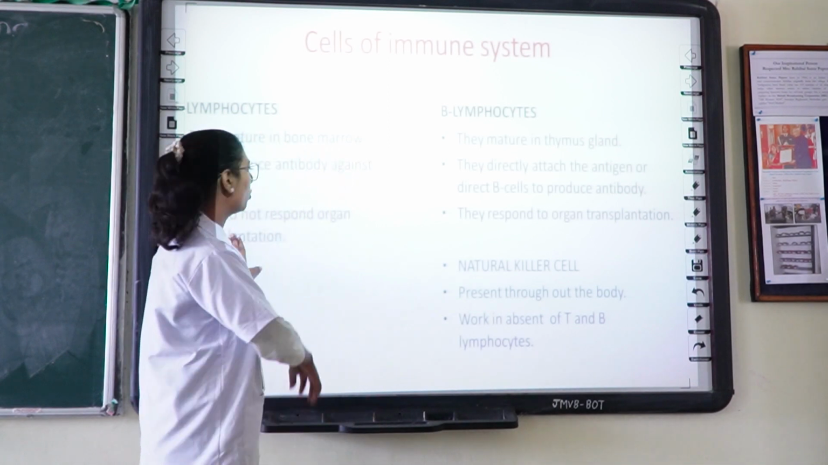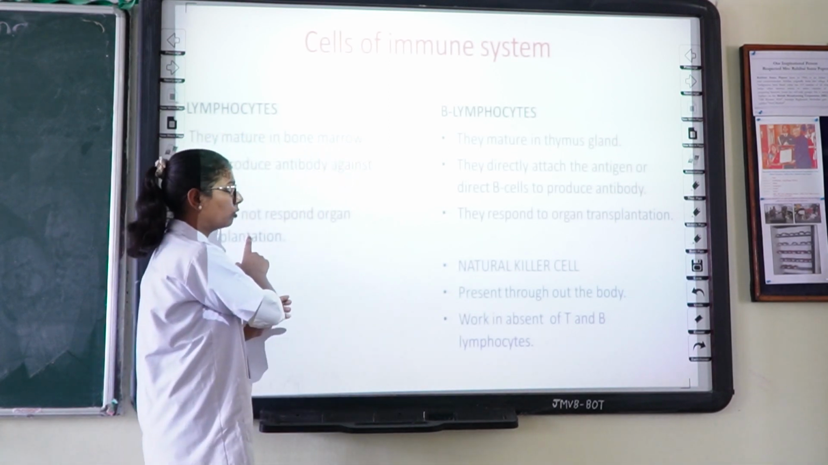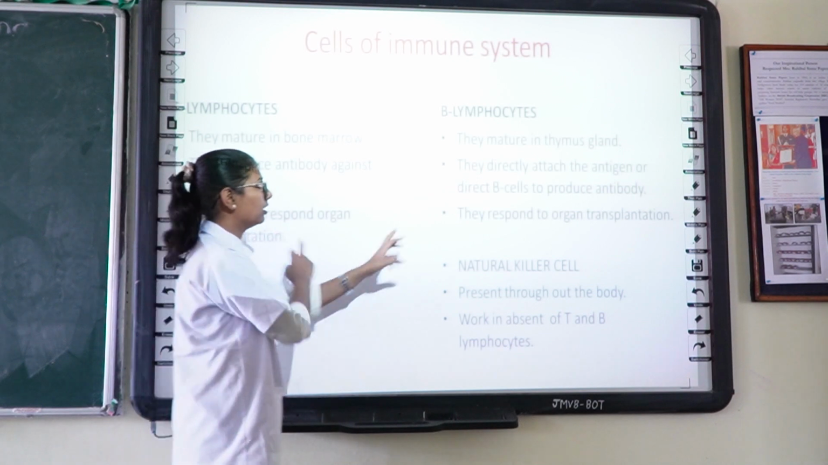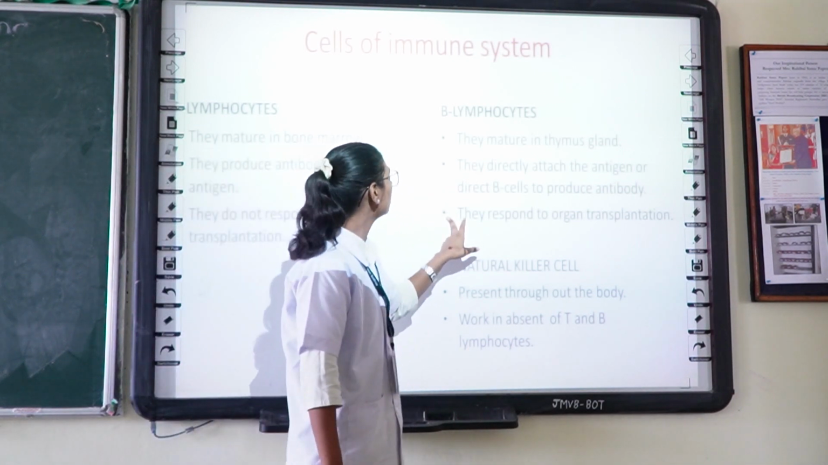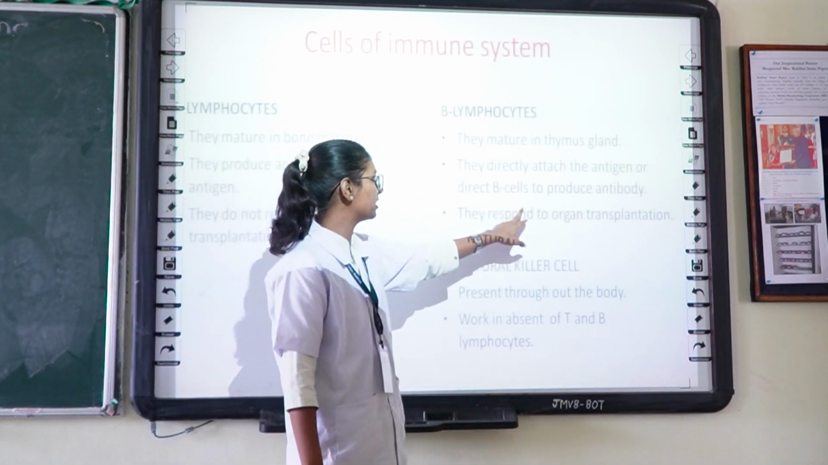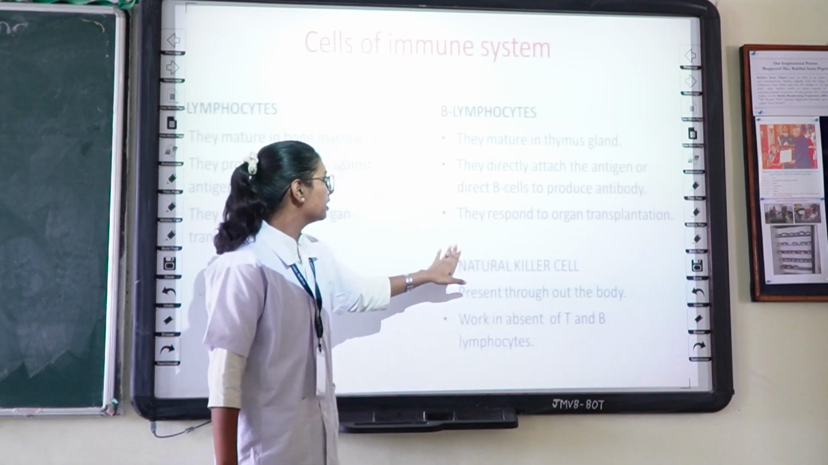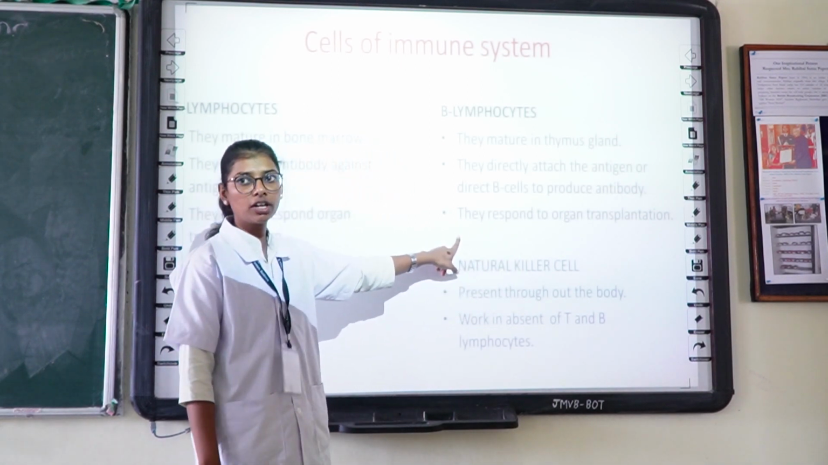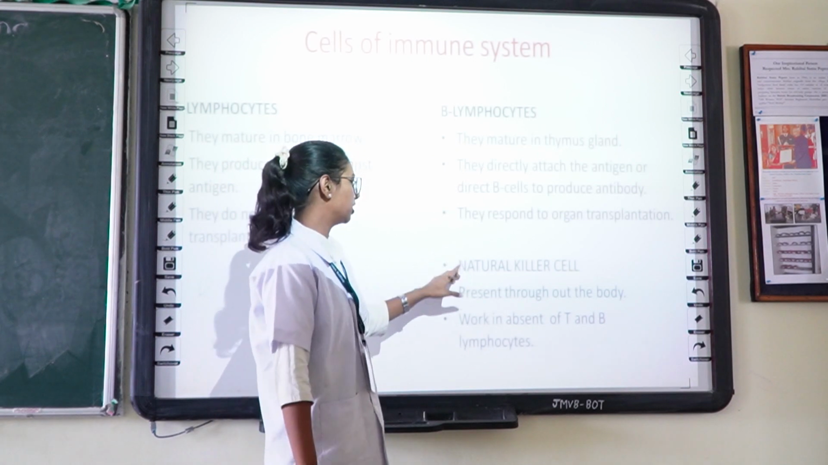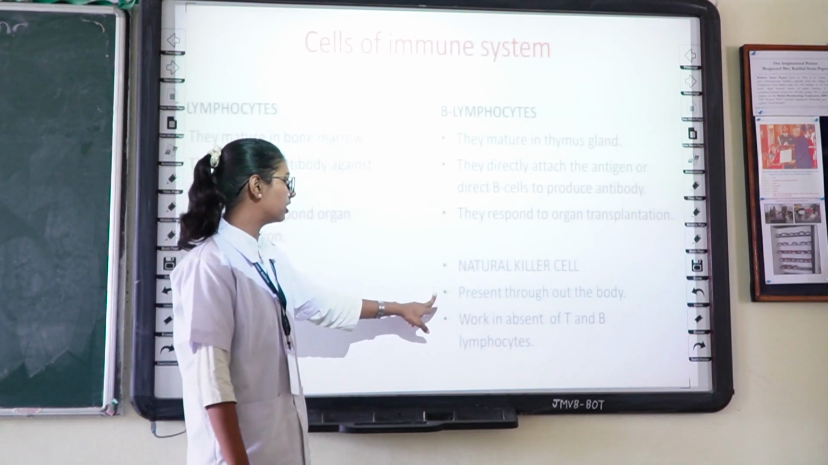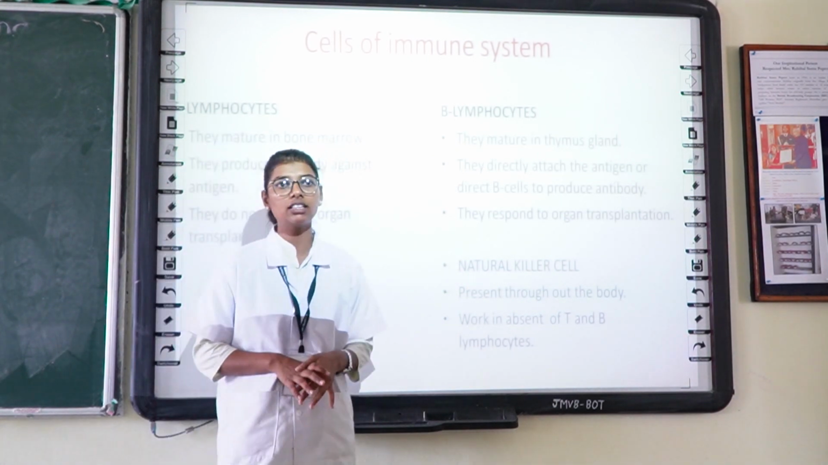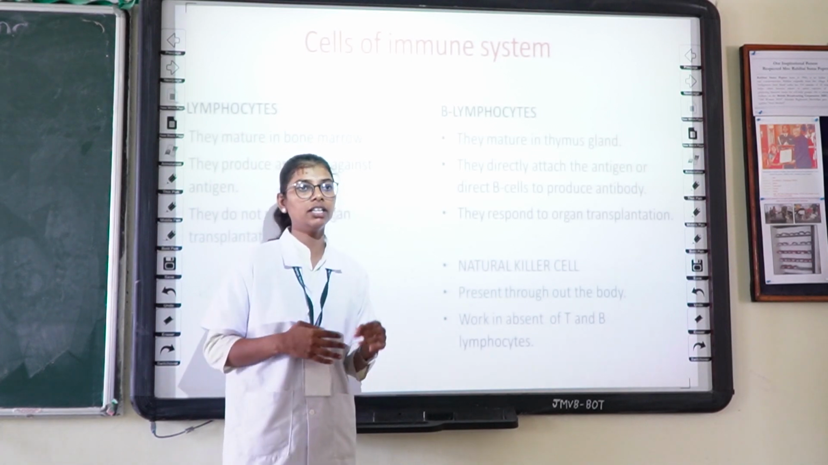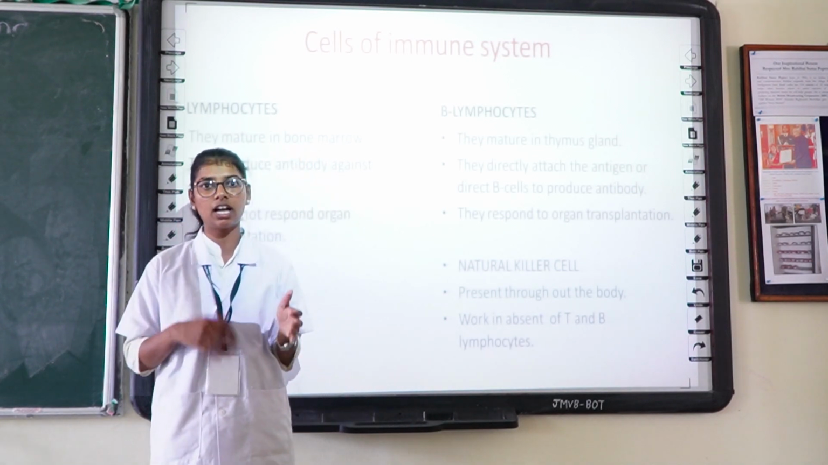Here we can see only T cells are included. T and B cells are included. In the B lymphocyte, we can see that B cells produce antibodies. In this, they are responsible for organ transplantation. Natural killer cells. Natural killer cells react first when the pathogen enters our body.